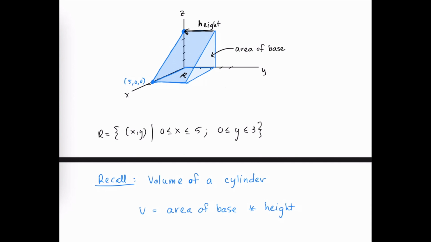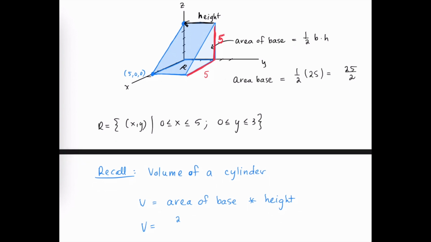So the area of this triangular base is going to be 1/2 of the base times the height for a triangle. Let's use this side here as our base side, which is going to be 5 units long in the direction of x, and this vertical side over here, the height side, which is also 5. So the area of this base is 1/2 times 5 times 5, which is 25 divided by 2.